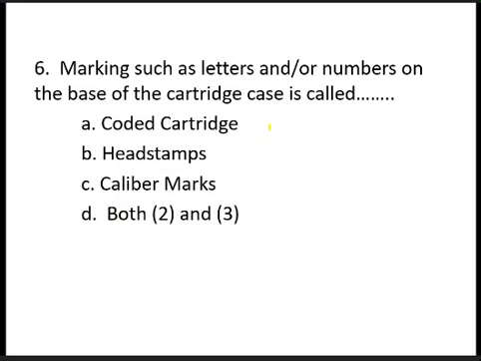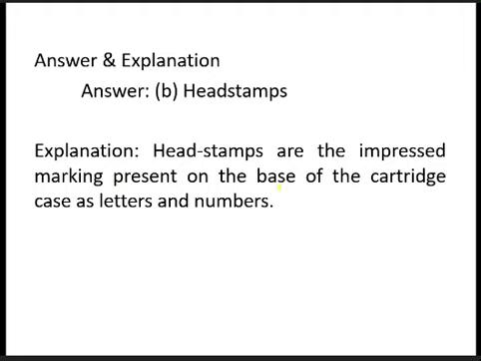Now, marking such as letters and or numbers on the base of the cartridge is called. Again, these are distractors. Letters and numbers on the base. That portion on the base of the cartridge, first, is it called coded cartridge? Second, we have heat stamp. Third, we have caliber marks. And fourth, we have both 2 and 3. Okay, so the answer basically is letter B.